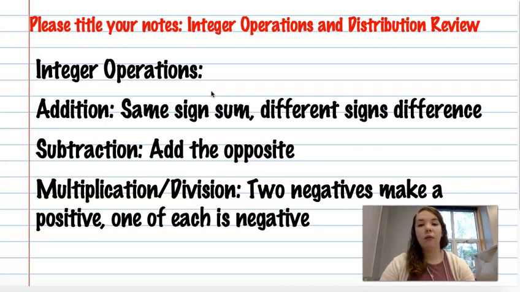Multiplication and division. Two negatives always make a positive, and one of each, meaning one positive and one negative number, multiplied or divided together, is going to have a negative solution. All right, so let's get into some examples here.